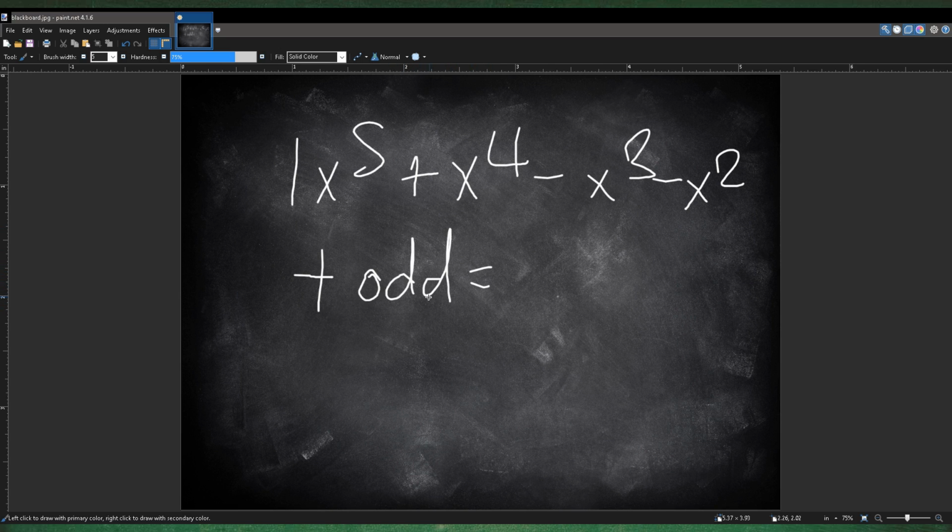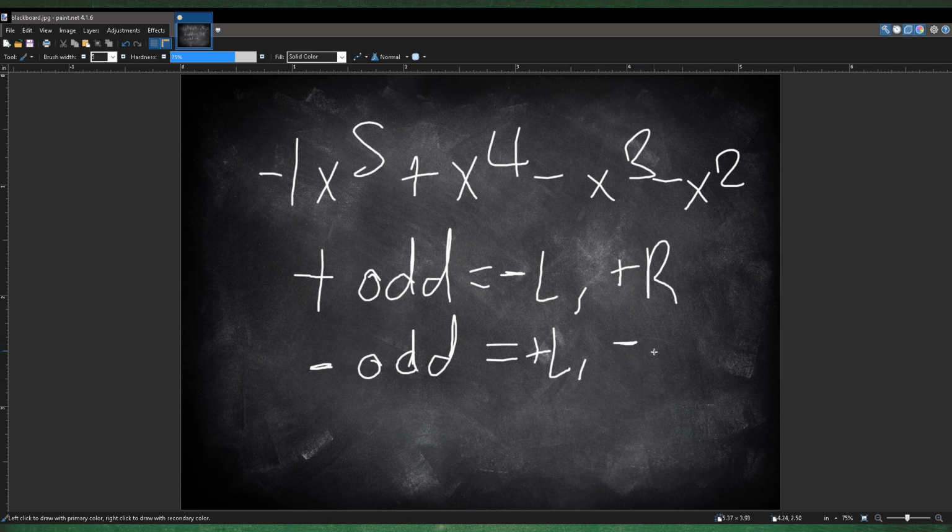If it's positive and it's odd, then it's going to be a negative on the left and a positive on the right. If it's a negative odd, like let's say the coefficient in front of negative x to the power 5, then you just switch it. So it'll just be a positive left and then negative right.